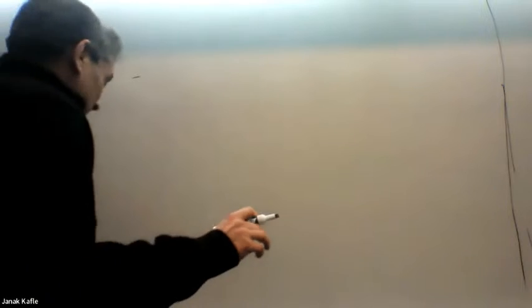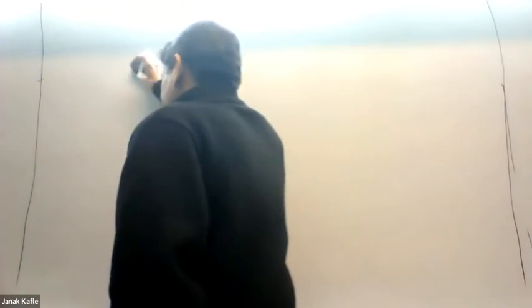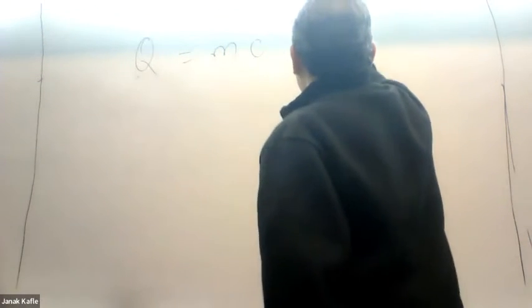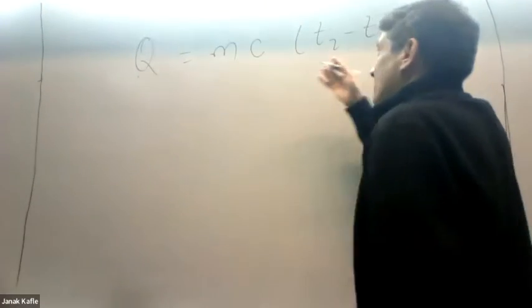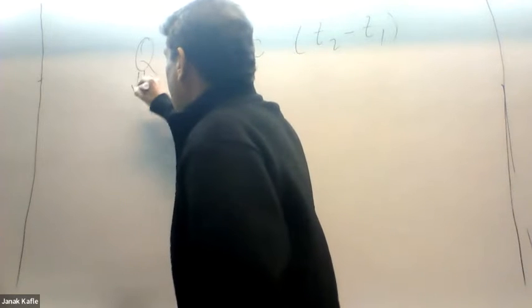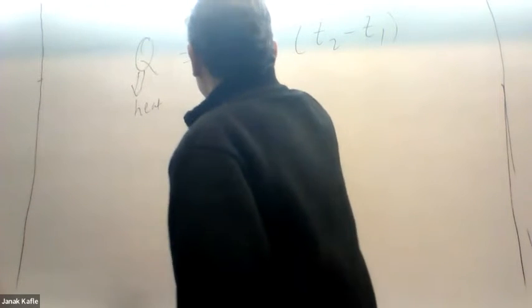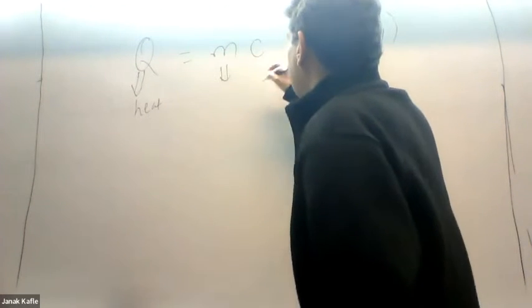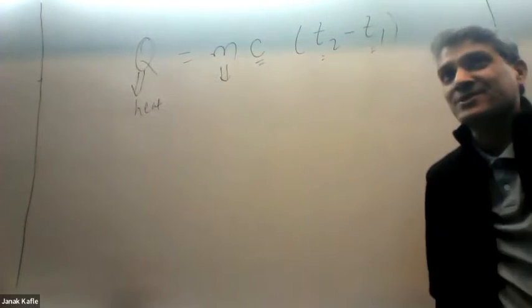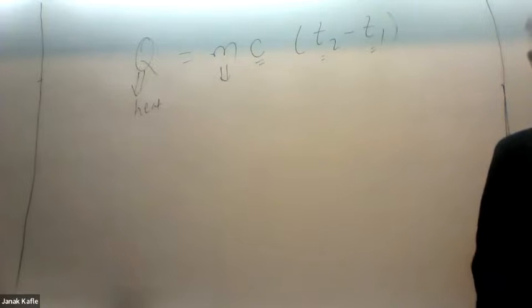So let's look here. I'm going to write one equation that has not been used yet. This equation is called the heat equation: Q = mc(T2 - T1). Q is called heat, m is the mass of the substance, and c is called the specific heat capacity. T2 is one temperature, T1 is another temperature. Don't worry about this at this point.